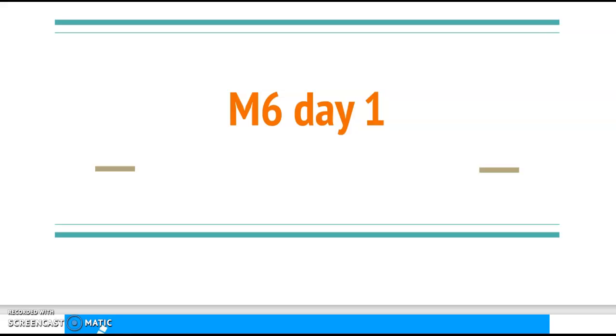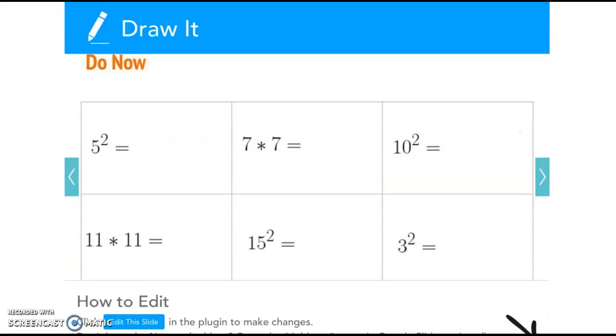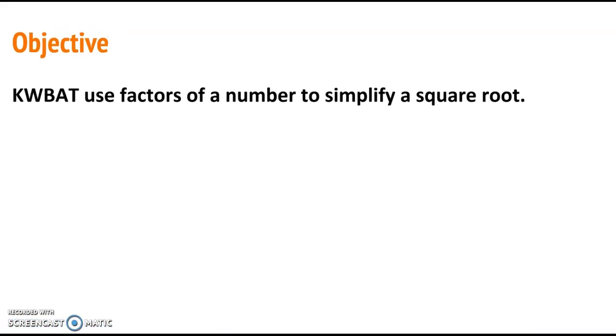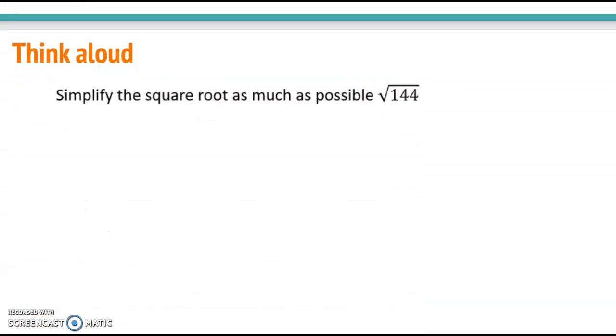All right, so we're going to be looking at Module 6, Day 1. In our objective activities, we'll be able to factor out a number to simplify a square root. So let's first talk about a square root.